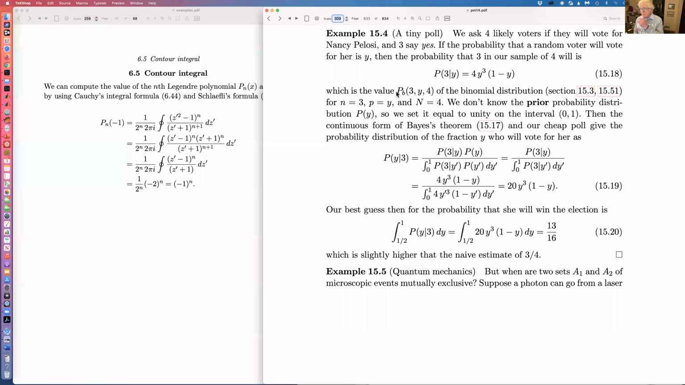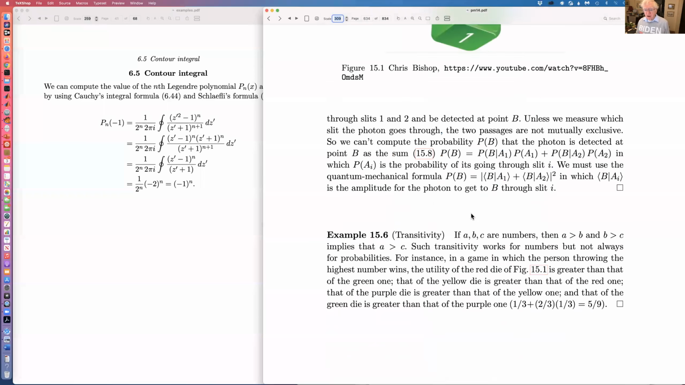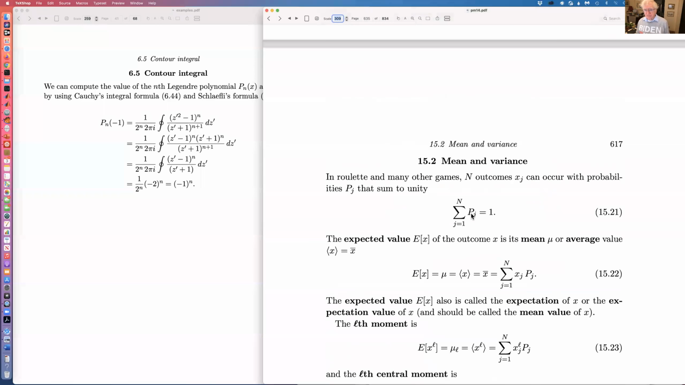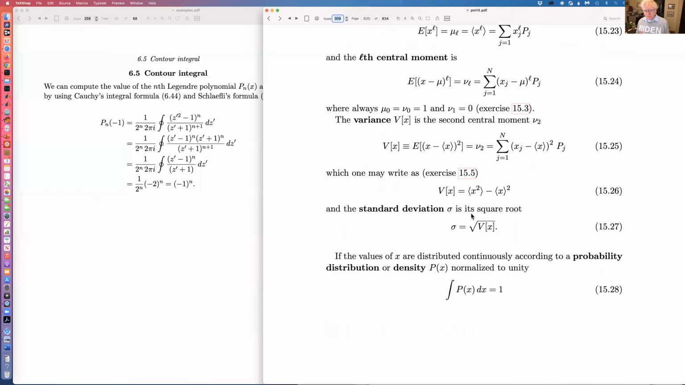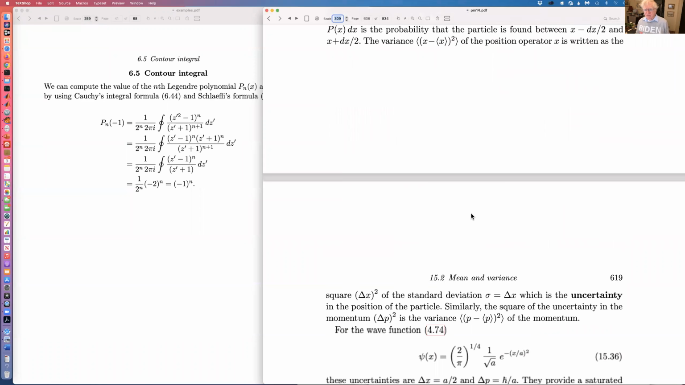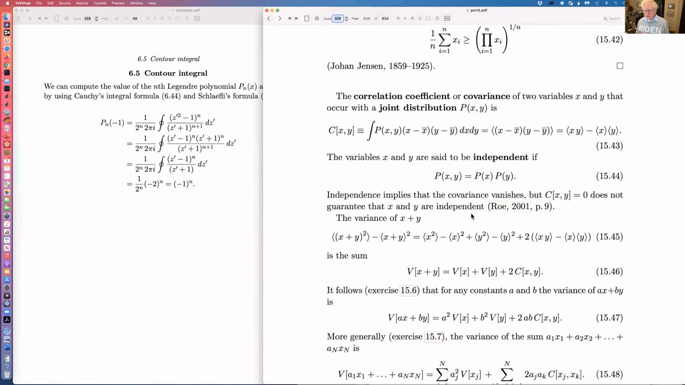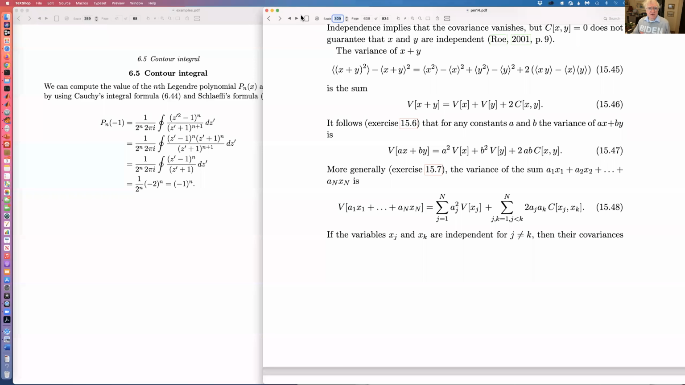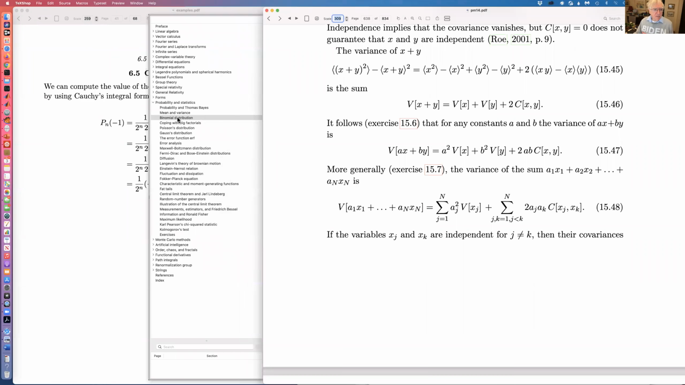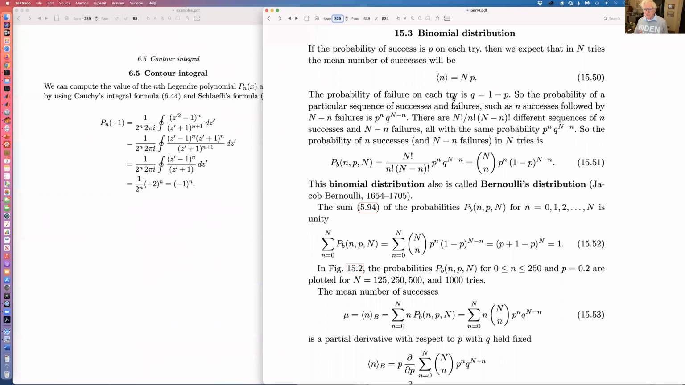And so maybe instead of continuing this discussion, I should jump to the binomial theorem. Not binomial theorem, the binomial distribution. Where is the binomial distribution? Okay, so this is one of the famous distributions.